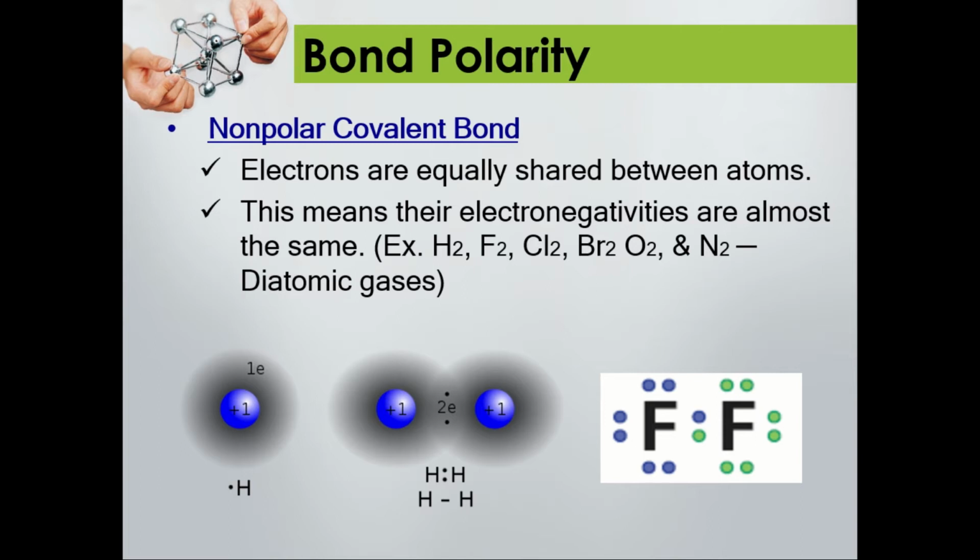Aside from that, we can also see the electronegativities of these elements. For hydrogen, the electronegativity is 2.1. Since it's the same element, they have the same electronegativity value. That is why if we get the difference between the two, 2.1 minus 2.1, it equals 0. And that means it's a nonpolar covalent bond. So the bond existing between hydrogen and another hydrogen is a nonpolar covalent bond.